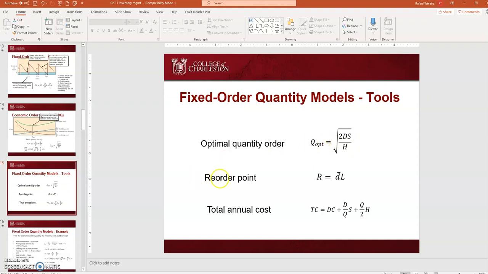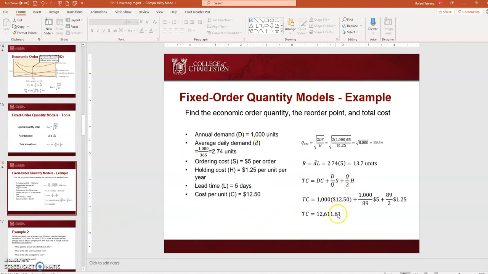Then we have the reorder point, when we have to place an order as time goes by and our inventory is going down. When do I have to reorder? This is the tool, the equation to solve for that, and for how much our total annual cost will be. So let's take a look at this example.